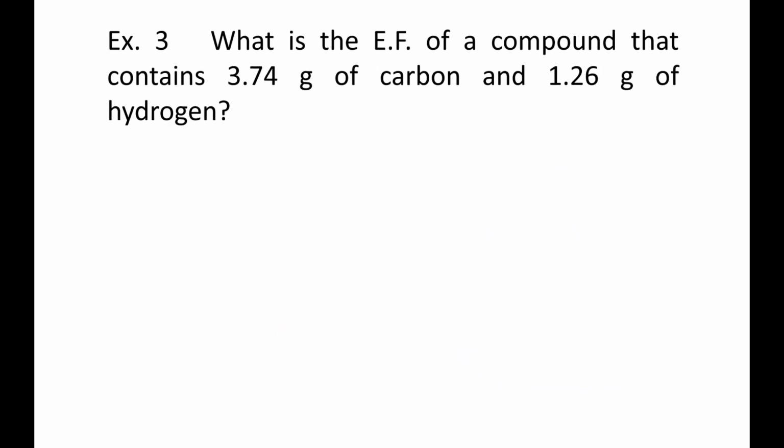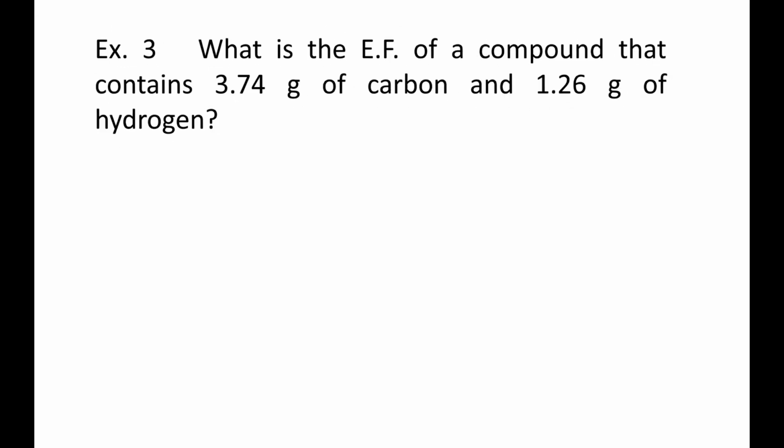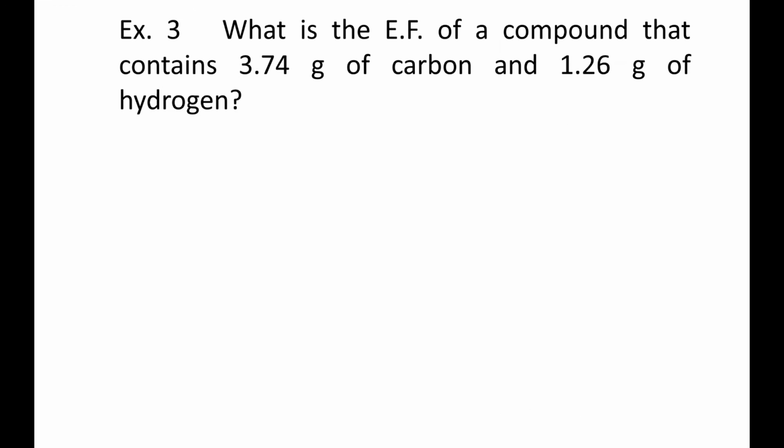Okay, hopefully that's pretty easy. So what is the empirical formula of a compound that contains 3.74 grams of carbon and 1.26 grams of hydrogen? If you'll notice, there's no percent, so we can actually skip that first step. We're already given the grams. So I would write carbon here, which is 3.74 grams, and hydrogen, which is 1.26 grams.